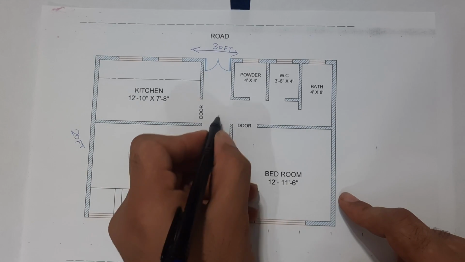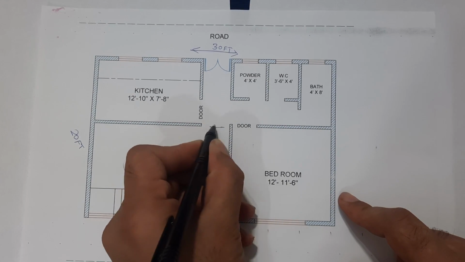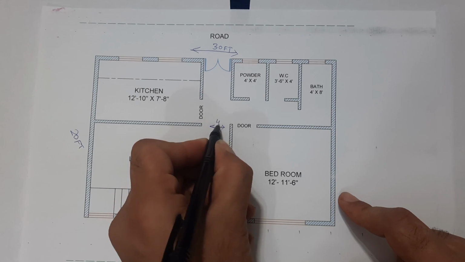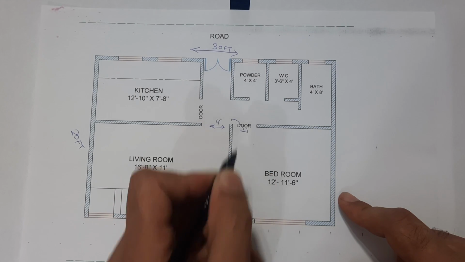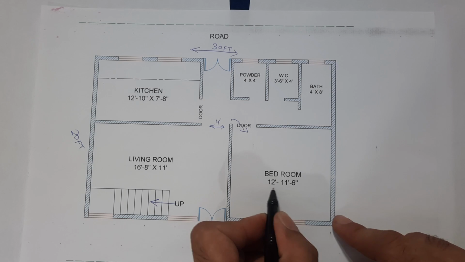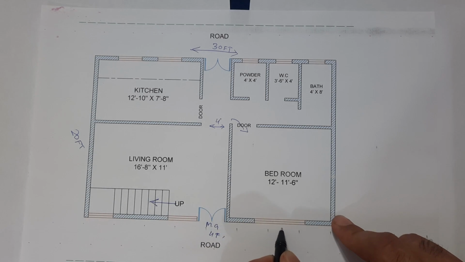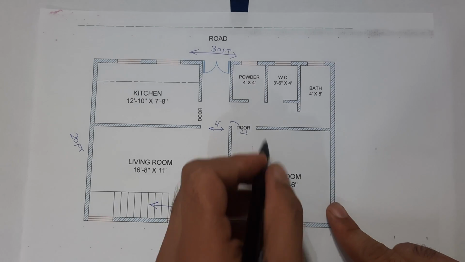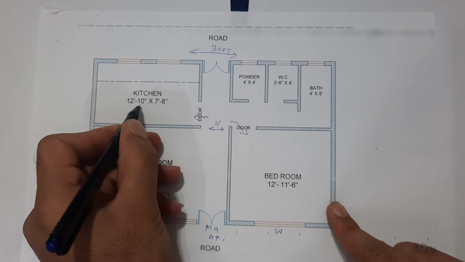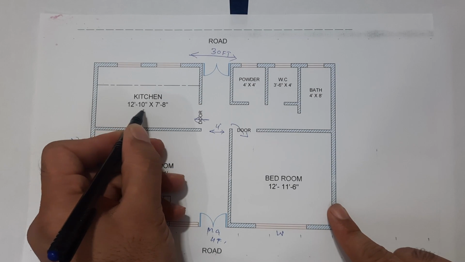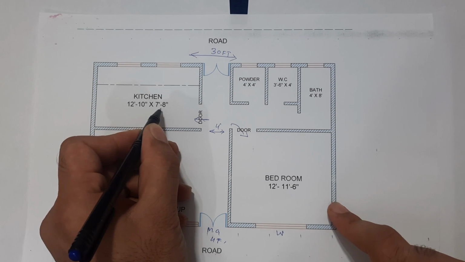Next guys, you can see this is a lobby which width is 4 feet. This is 4 feet width. So the first one guys, you can see this is a door for this bedroom. Size is 12 feet by 11 feet and 6 inches, and this is its window. Next guys, you can see here this is the door for this kitchen. Size of this kitchen is 12 feet 10 inches by 7 feet and 8 inches.